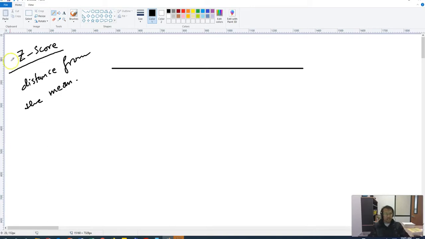Okay, a z-score for each data point value is simply the distance from the mean. If this is the mean, and there's one value that you want to figure out how far it is from the mean, then that distance is known as the z-score. So you can think of it that way. All right, now let me demonstrate a few things in Microsoft Excel.